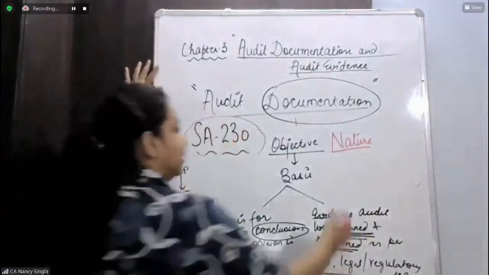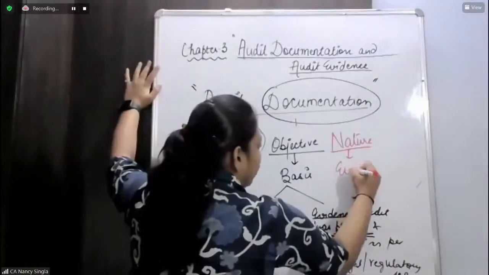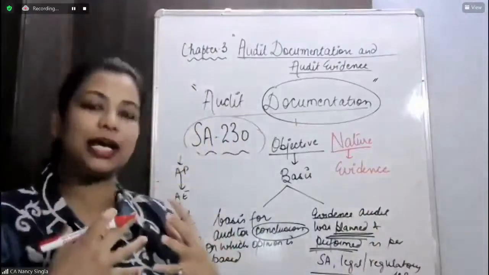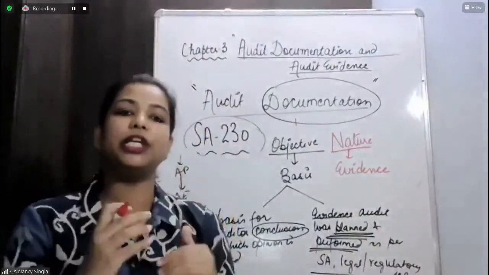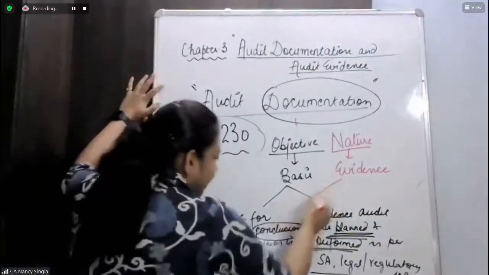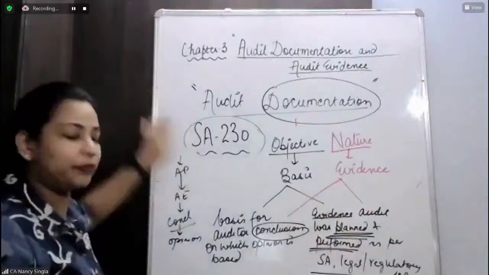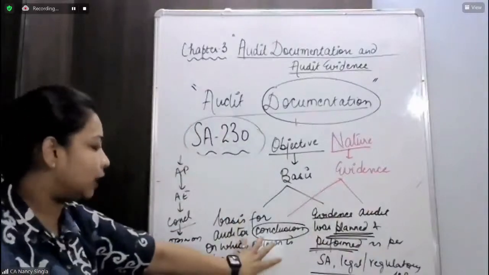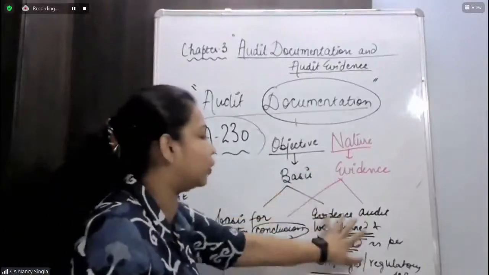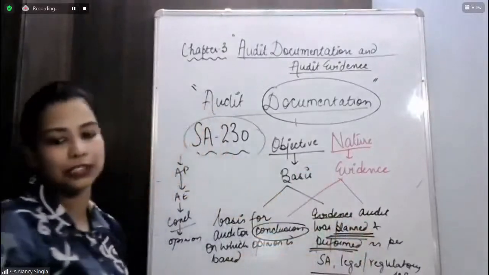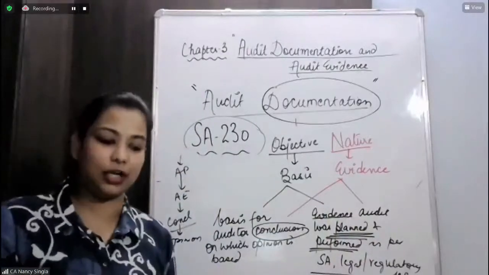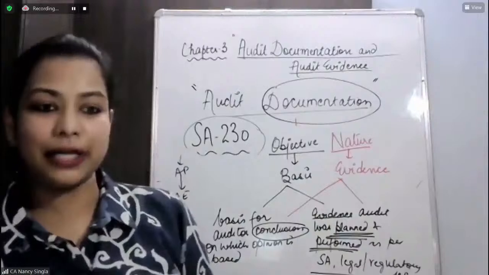You might say it has a nature of providing evidence. The nature is such that this audit documentation provides an evidence. Evidence about what? Evidence about these two things only. Evidence about the basis for auditor's conclusion and evidence that the audit was planned and performed as per the standards, legal and regulatory requirement. So clear so far?